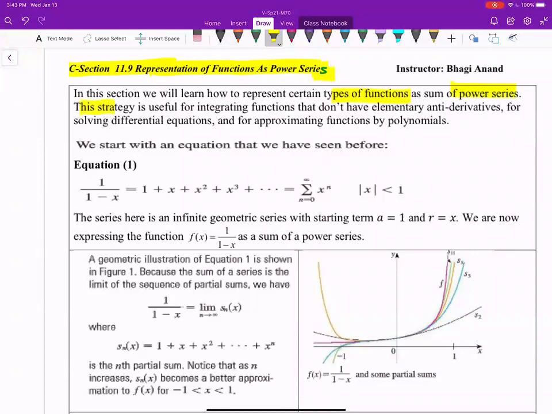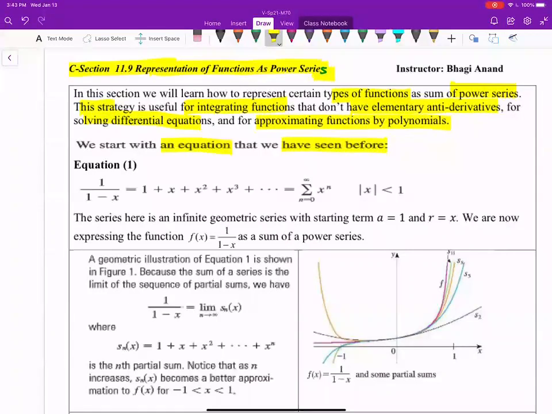This strategy is useful for integrating functions that don't have elementary antiderivatives, for solving differential equations, and for approximating functions by polynomials. We'll start off with our familiar series, which is a geometric series. We start with an equation that we have seen before, 1 over 1 minus x, which is 1 plus x squared and so on.